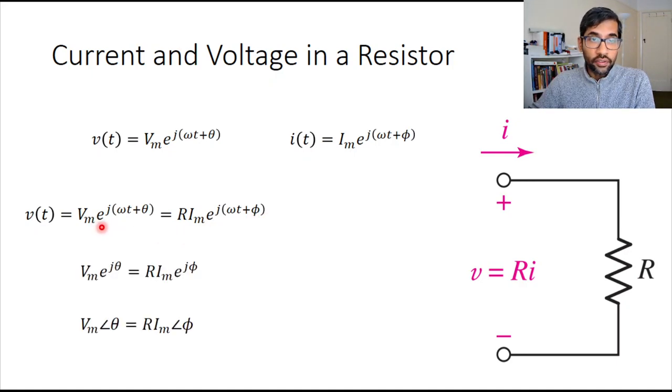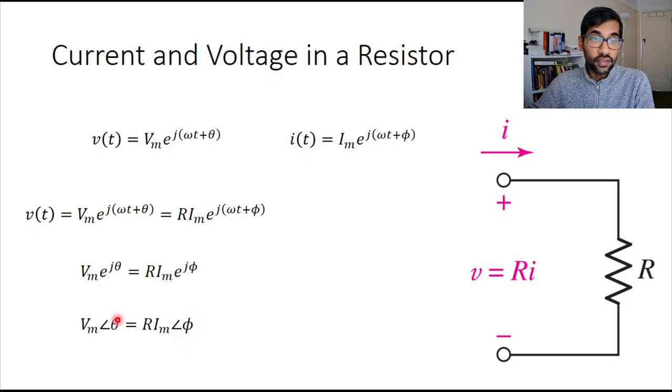Now, from this equation, if you cancel the e to the power j omega t term here and the e to the power j omega t term here, what we are left with is Vm e to the power j theta and Im e to the power j phi, which are basically phasors, right? So let's write it in the polar notation as Vm angle theta and R Im angle phi.